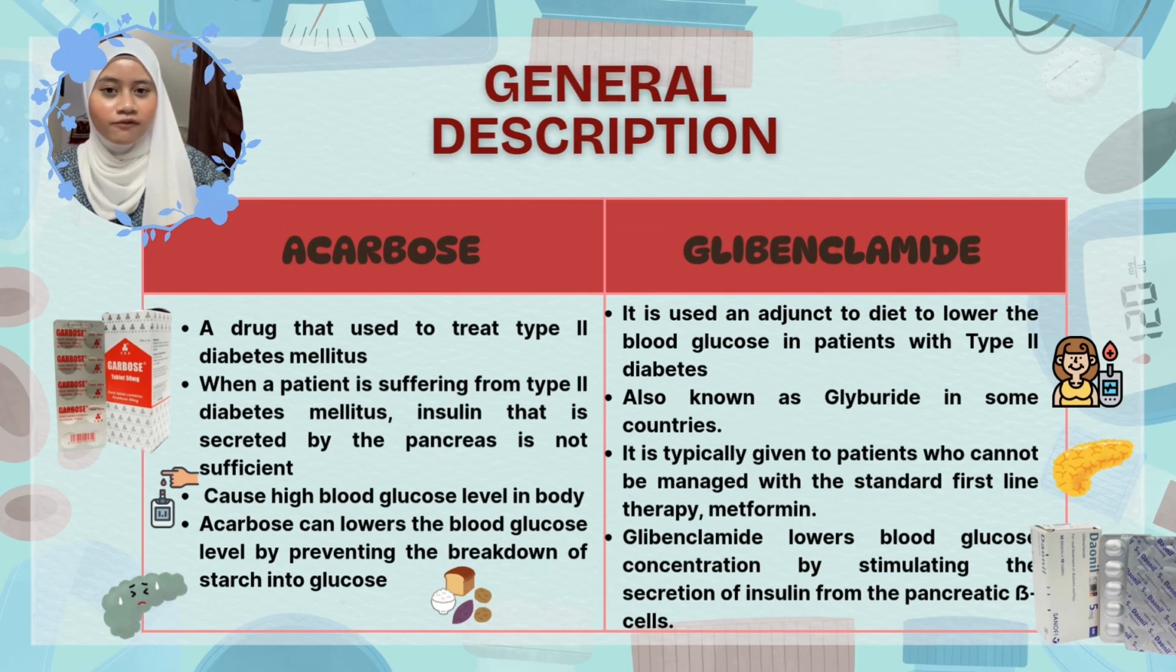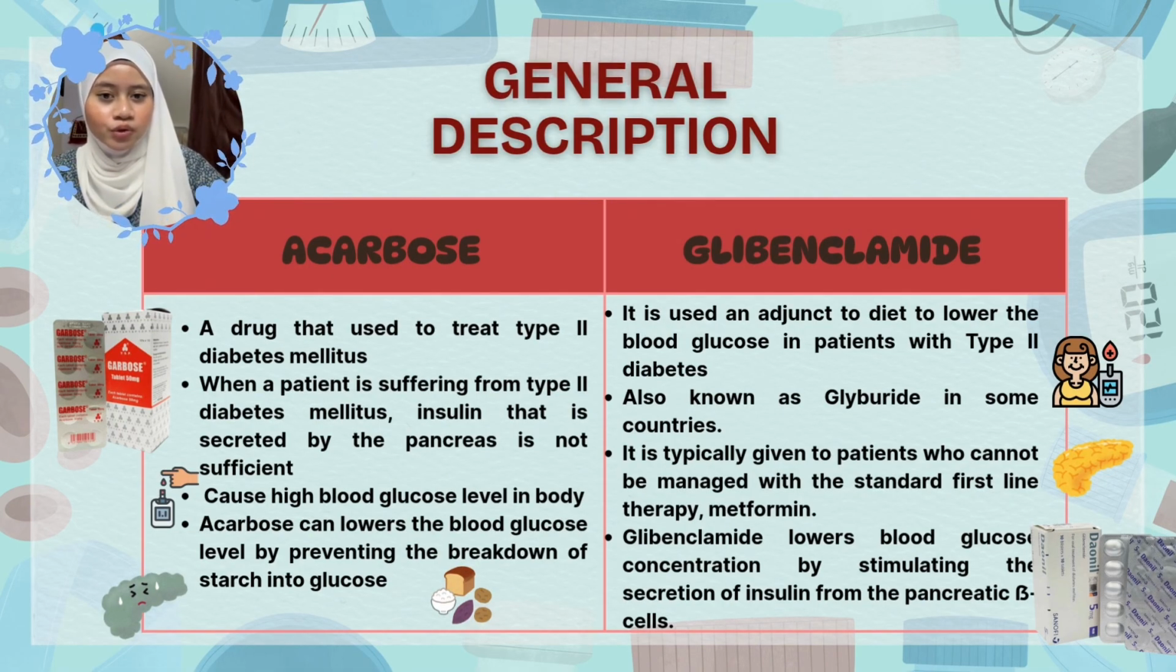For the general description of acarbose, it is a drug that is used to treat type 2 diabetes mellitus. When a patient is suffering from type 2 diabetes mellitus, insulin that is secreted by the pancreas is not sufficient. This can cause high blood glucose level in the body. Acarbose can lower the blood glucose level by preventing the breakdown of starch into glucose.